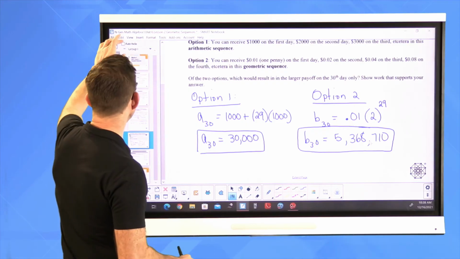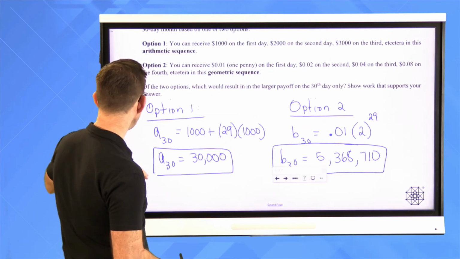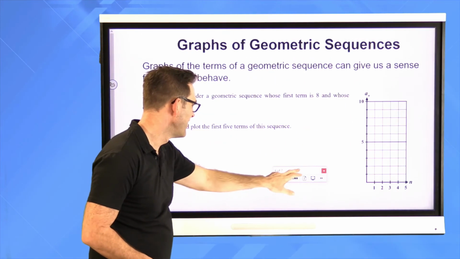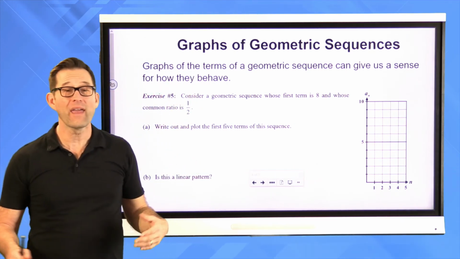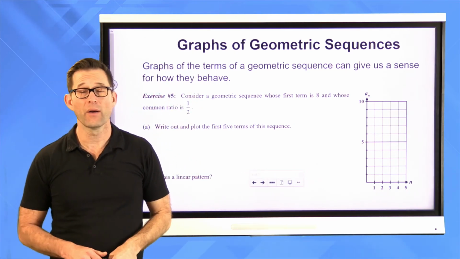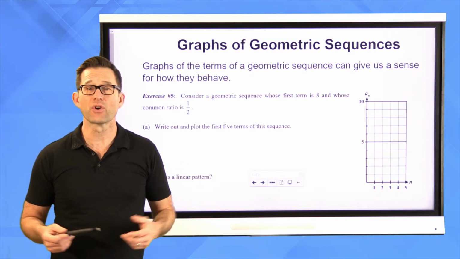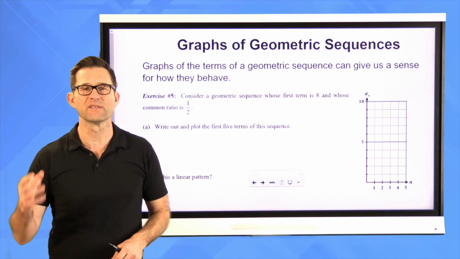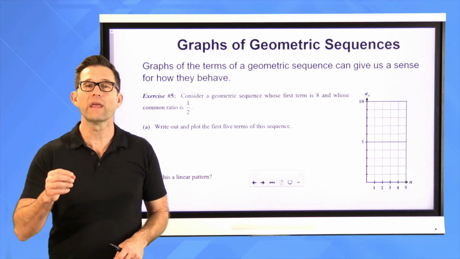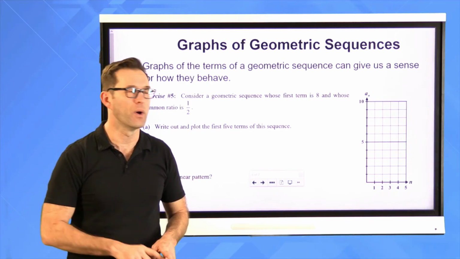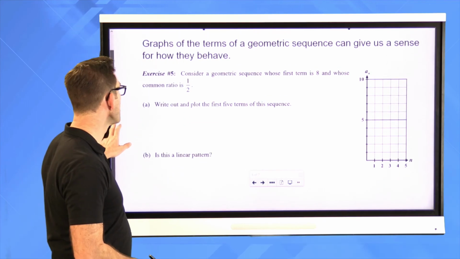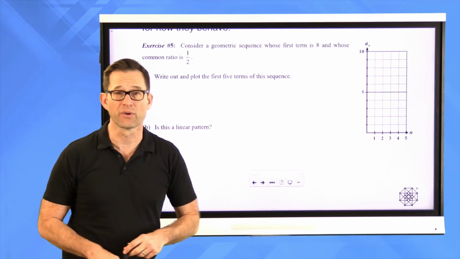All right, let's take a look at one last one. Okay, now we can graph sequences. We graphed an arithmetic sequence at one point, and graphs of the terms of a geometric sequence can really give us a sense for how they behave. We can then see them, if you will. So let's take a look at one simple example of a graph of a geometric sequence.